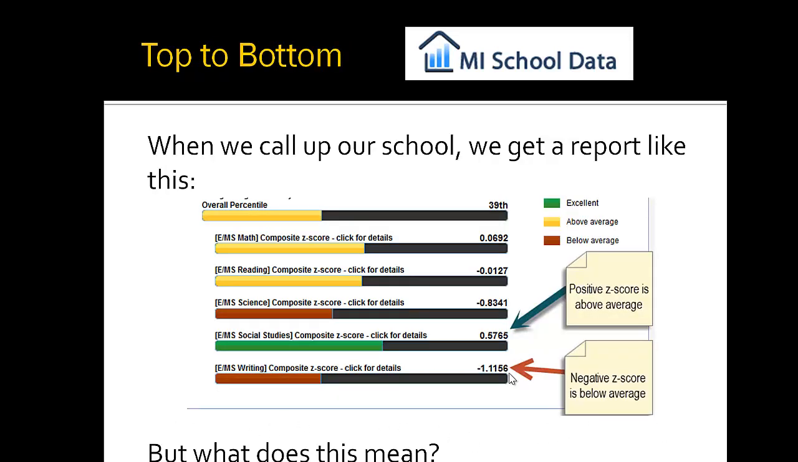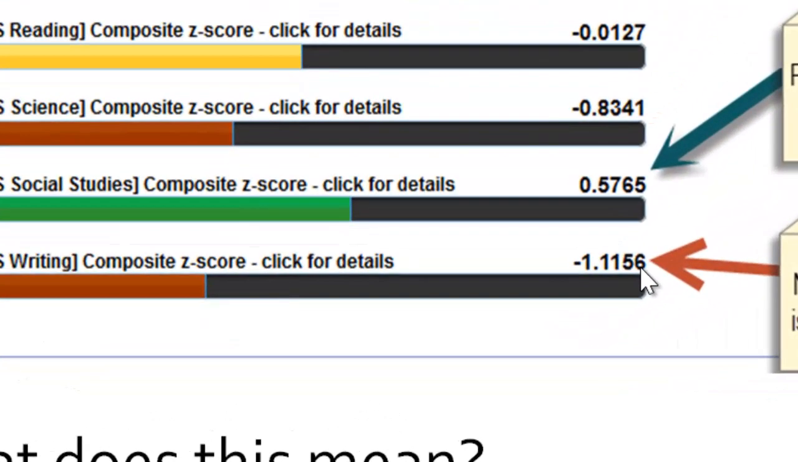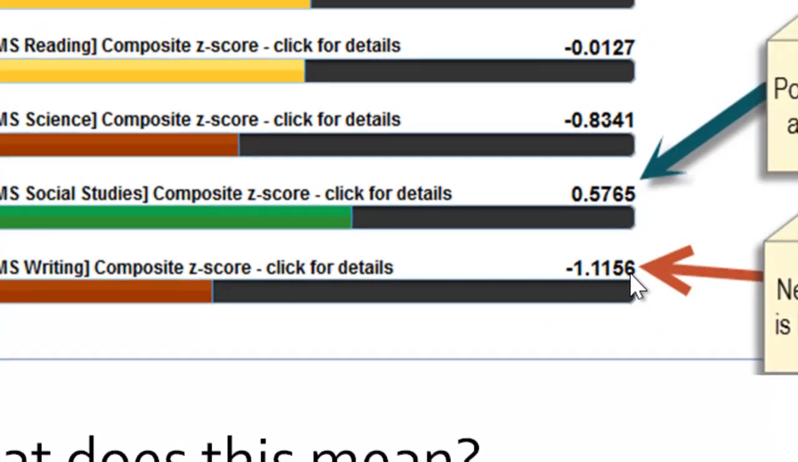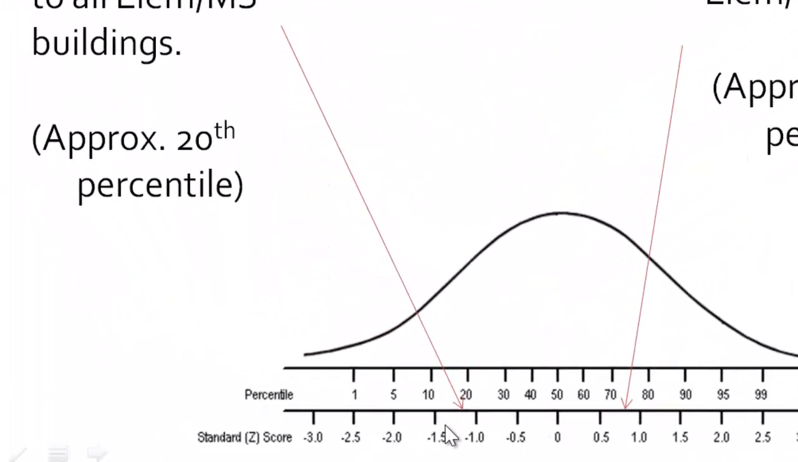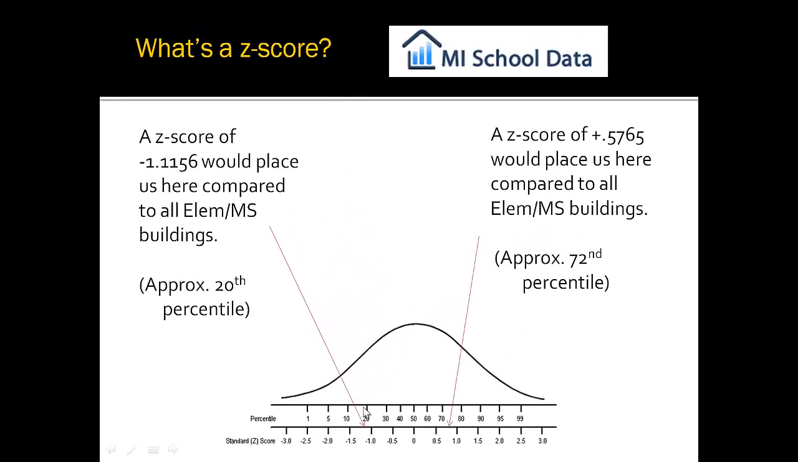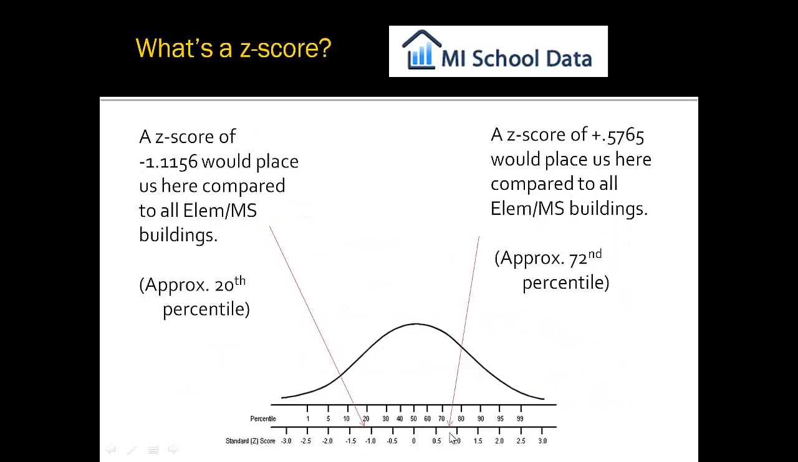Let's go back and look at our writing score and our social studies score to fully understand these z-scores. My writing z-score is -1.1156. If you take a look closely on the z-score scale, I would place approximately here, which would line up with the 20th percentile. The social studies z-score is +.5765, would place us somewhere around the 72nd percentile.